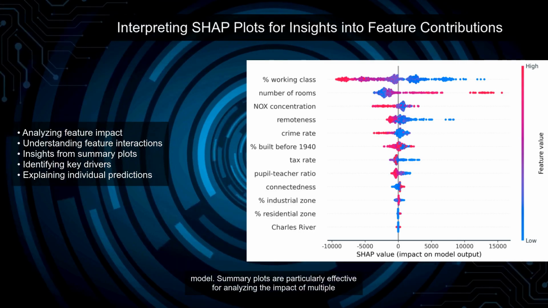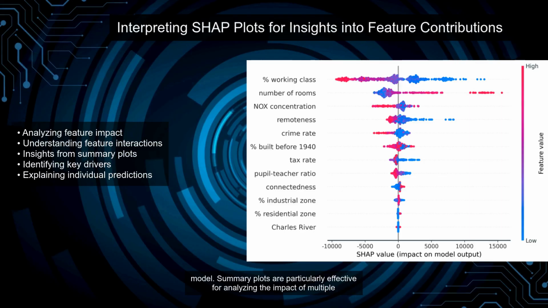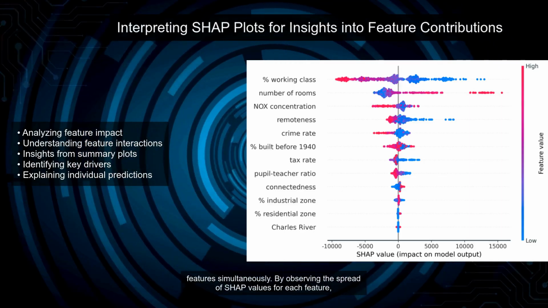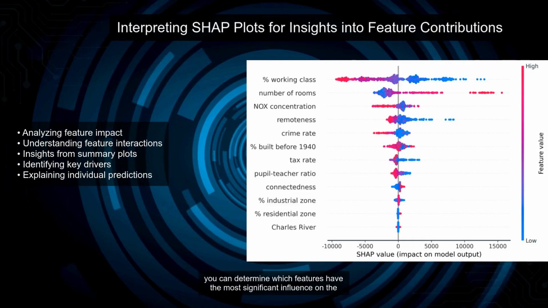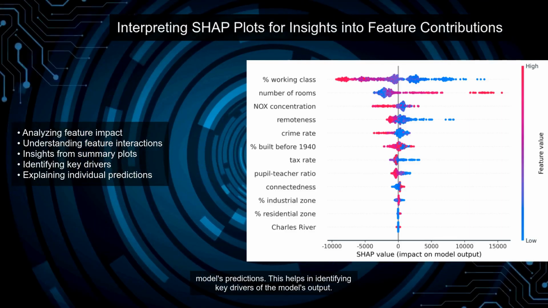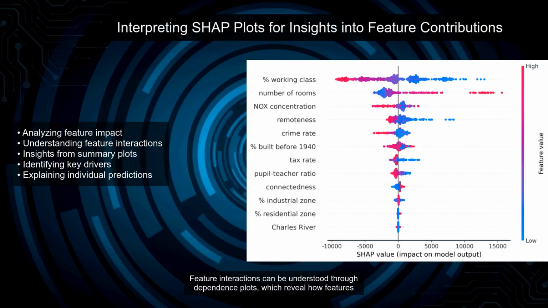Summary plots are particularly effective for analyzing the impact of multiple features simultaneously. By observing the spread of SHAP values for each feature, you can determine which features have the most significant influence on the model's predictions. This helps in identifying key drivers of the model's output.